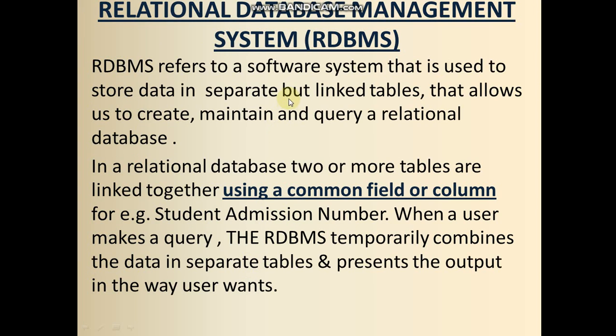Now comes what is RDBMS, Relational Database Management System. Relation refers here to storing data in tables. So RDBMS refers to software that is used to store data in separate tables that are linked with each other, that allows us to create, maintain and query a relational database. In a relational database, two or more tables are linked together using a common field or column. That column might be a student admission number, examination number. When a user makes a query, the RDBMS temporarily combines the data in separate different tables and presents the output in the way the user wants.